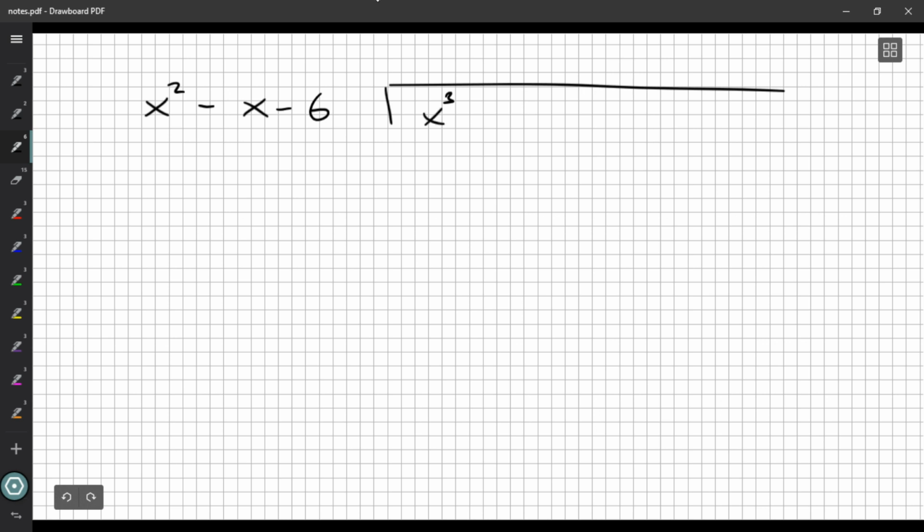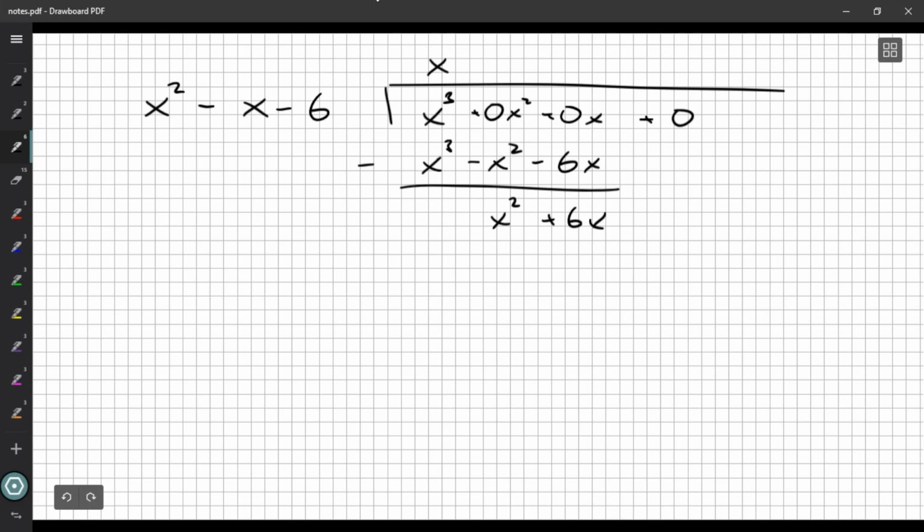X squared goes into x cubed x times. Okay, I'll put some placeholders in here. Okay, now we subtract. So we got x squared plus 6x. Okay, x squared goes into x squared one time. Okay, and subtract, we get 7x plus 6.